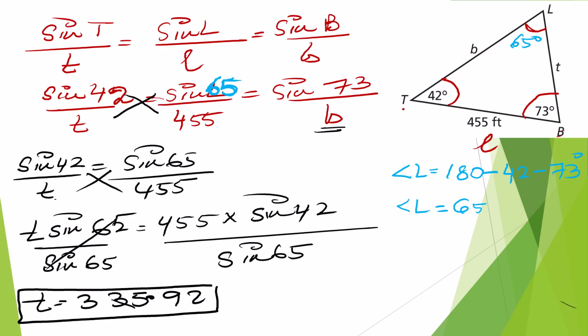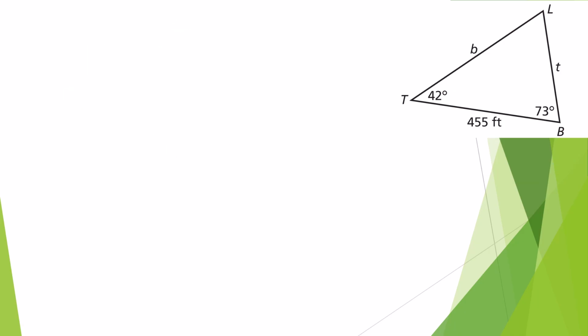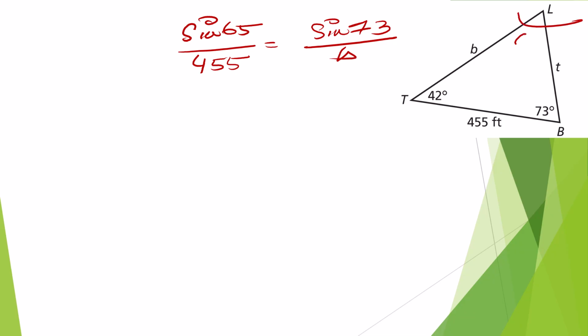Now only b is left. It is not a right triangle, otherwise we could use the Pythagorean theorem. We will use the same thing to determine the unknown side. So what will we do now? In this case we will take these two things to find the small b. So sine 65 over 455 equals sine 73 over small b. The 65 we already found, and this is the only thing left.